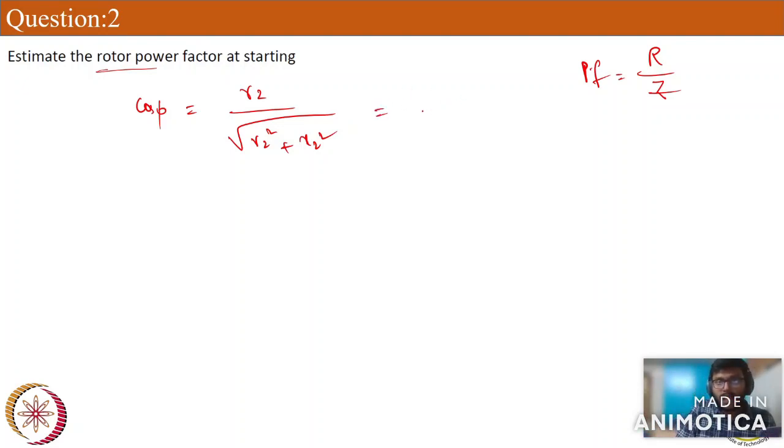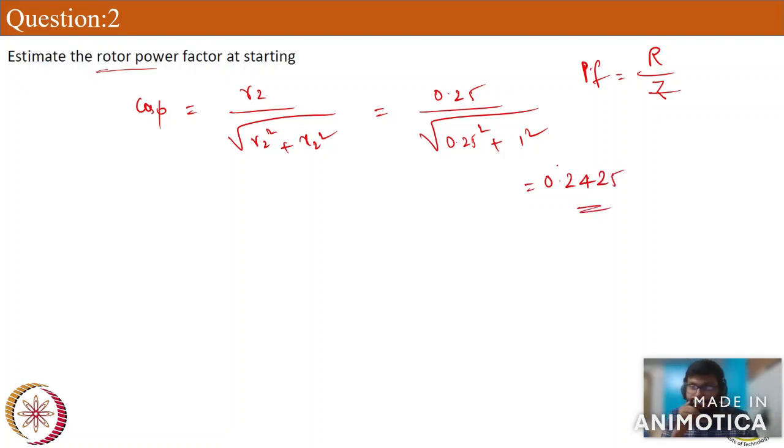Now what is the standstill resistance? 0.25 divided by the square root of 0.25 square plus X square. Can someone tell me the answer? 0.25 divided by the square root of 0.25 square plus 1 square. It's 0.2425. It's a power factor. You can see the starting power factor of an induction motor is very poor here. 0.24 power factor is very, very poor.